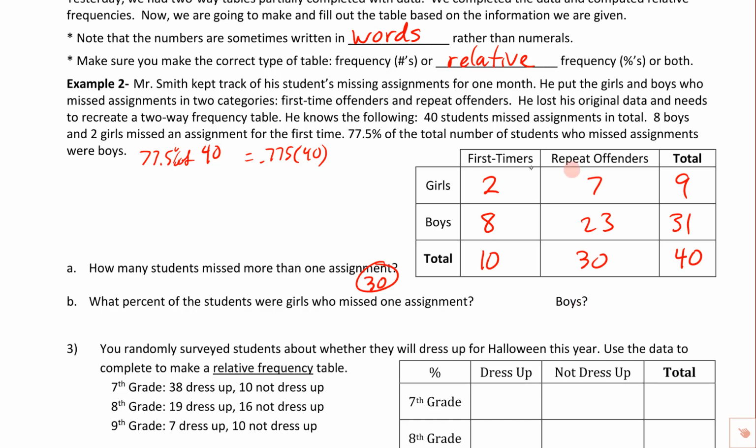Now, we don't have to go through and make an entire relative frequency table. We could just do this. What percent of the students were girls who missed 1 assignment? Girls who missed 1 assignment. Well, there were 2 girls who missed 1 assignment out of 40, so this would be 2 out of 40.